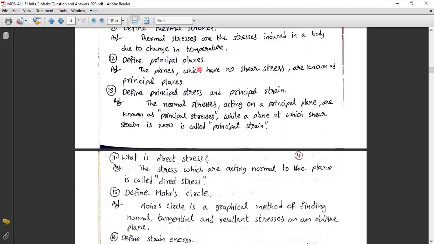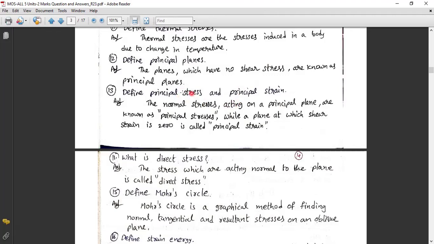Define principal planes. What are principal planes? Generally, it is the plane where there is no shear stress. The normal stresses acting on a principal plane are known as principal stresses, while a plane at which shear strain is zero is called principal strain. So what is the principal plane? Principal planes means no shear stress. A plane with zero shear stress is called a principal plane.